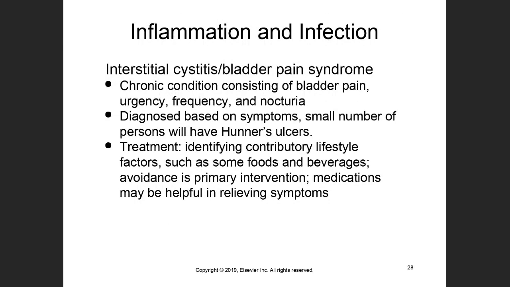Interstitial cystitis, bladder pain syndrome, a chronic condition consisting of bladder pain, urgency, frequency, and nocturia. Diagnosed based on symptoms. A small number of persons will have Hunner ulcers. Treatment: identify contributory lifestyle factors such as some food and beverages. Avoidance is the primary intervention. Medication may be helpful in relieving symptoms.